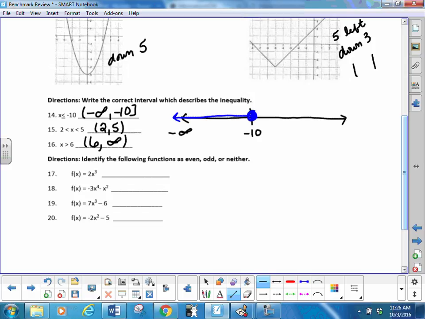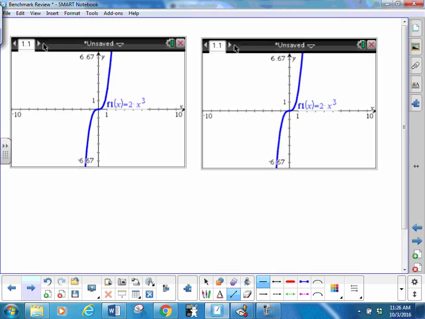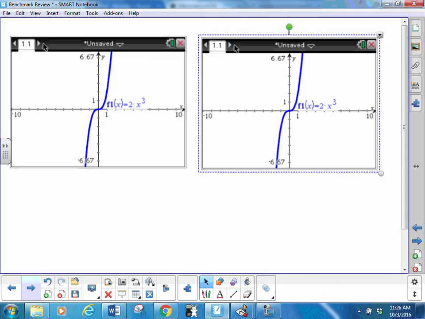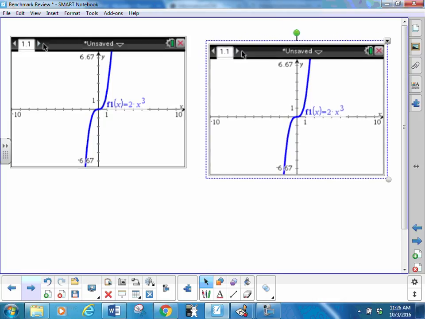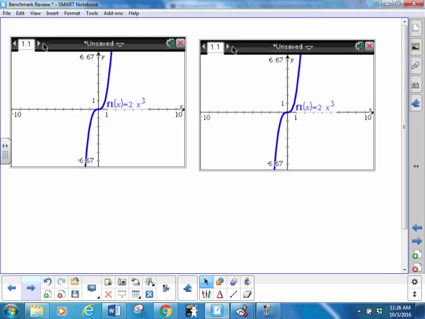So, did your 2x cubed look like this? Yeah. Okay, and if you're trying to tell graphically, that's why I have them side by side. I just cloned this one. But now, look what happens if I flip this one all the way around.